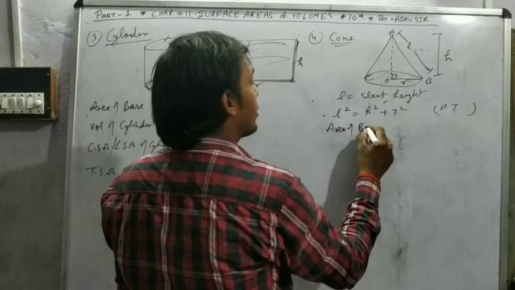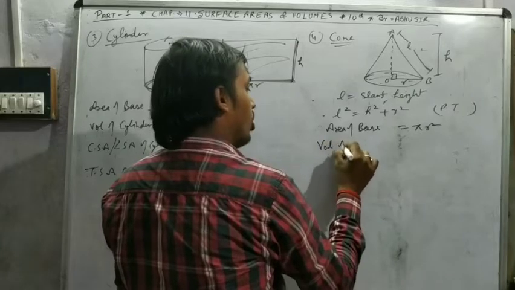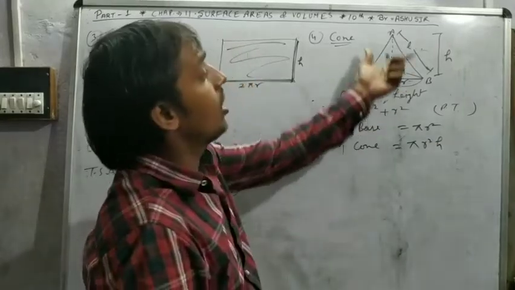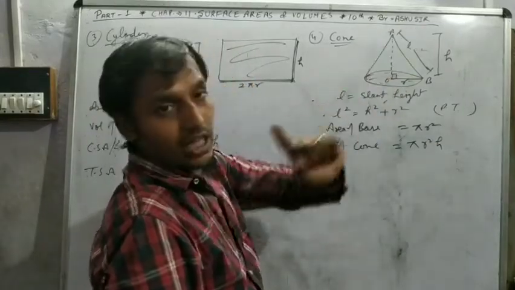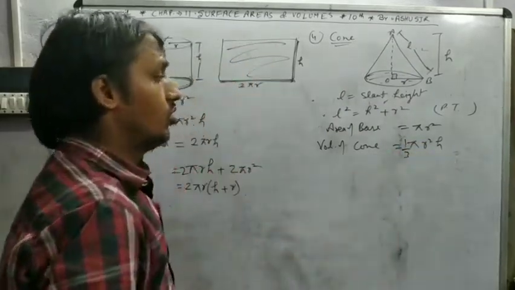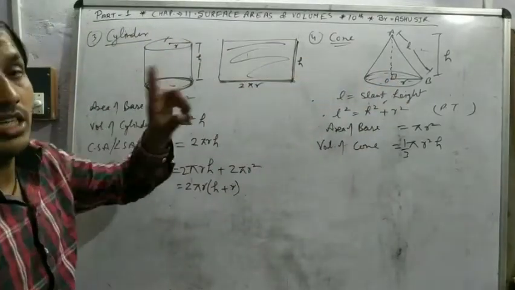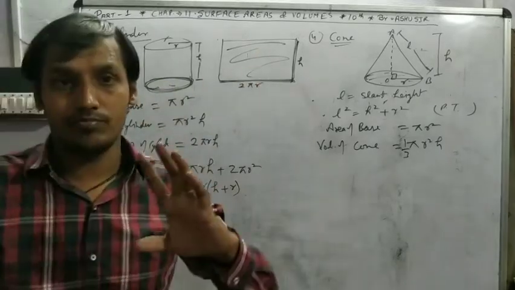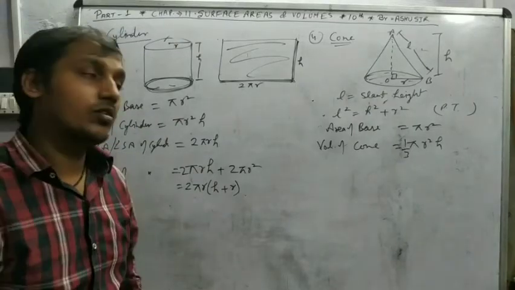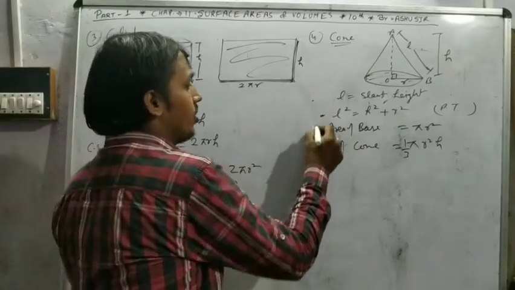Area of base pi r square, this is circular. Volume of cone, but this is not a polyhedron. Base area and top area are not the same. So we do not take the area of base into height. That is 1/3 base into height. Why? This volume is 1/3 of the volume of cylinder if the radius and the height are the same. That is verified by the Archimedes principle, submerged water, which you know from class 10th I think. So I have no need to prove the formula.